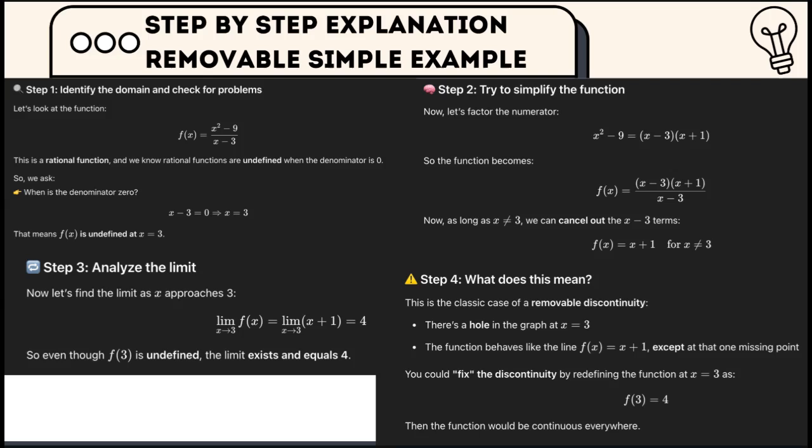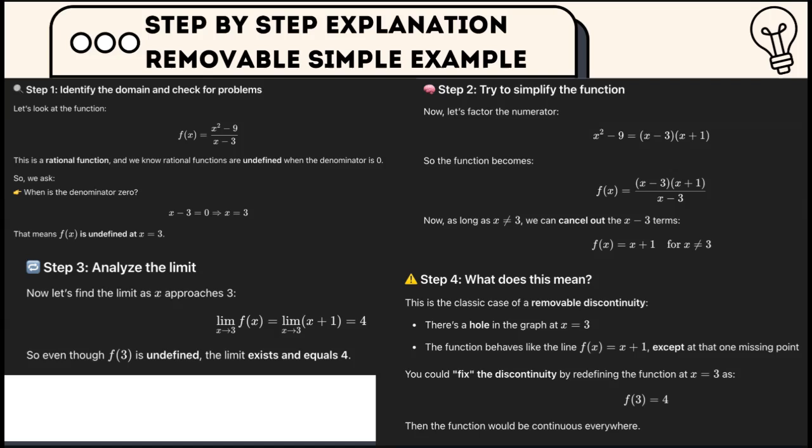So what does this mean? This is the classic case of a removable discontinuity. There is a hole in the graph at x equals 3. The function behaves like the line f of x equals x plus 1, except at that one missing point.